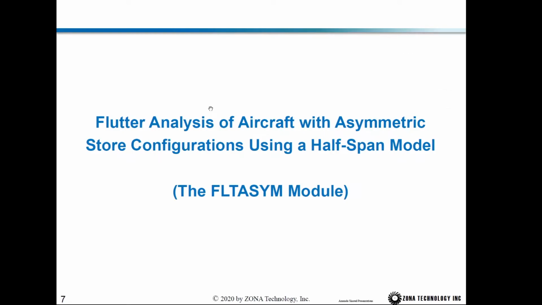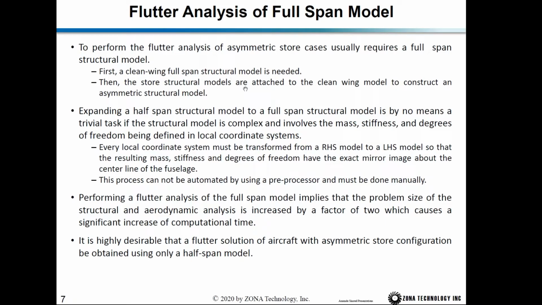The next module is called FLUTASYM. The FLUTASYM module is for flutter analysis of aircraft with asymmetric store configuration using a half-span model. To perform the flutter analysis of asymmetric store cases usually requires a full span structure model. First, you want to generate a clean wing full span structure model. Then you attach the asymmetric store to the right hand side wing and to the left hand side wing to construct an asymmetric structure model.